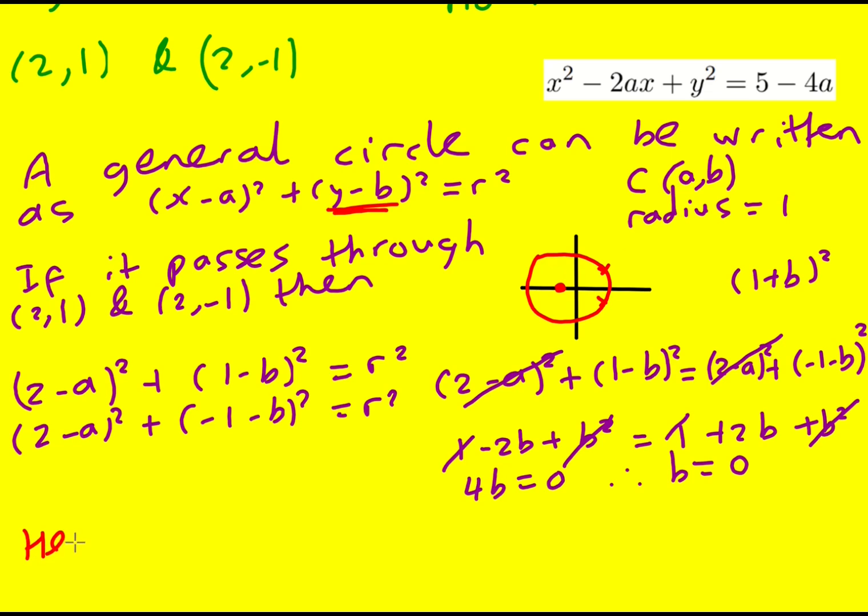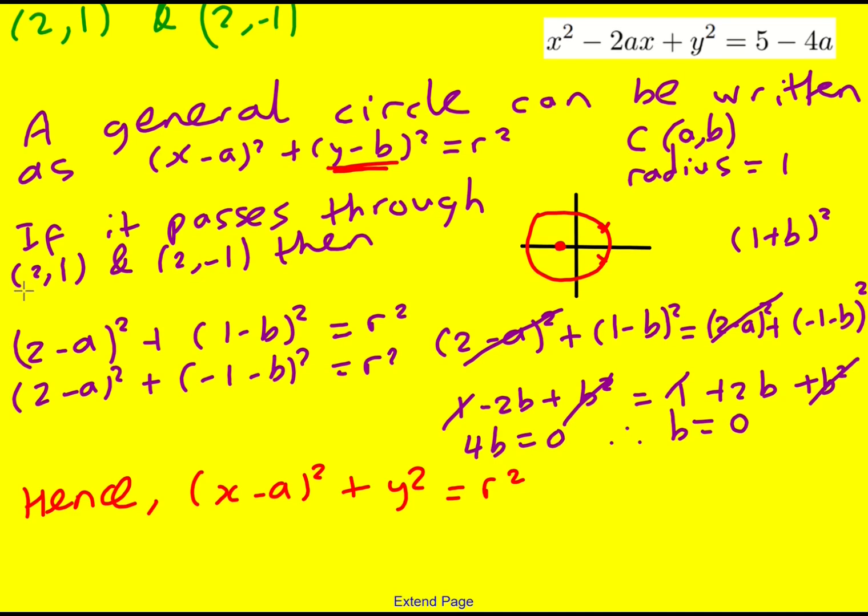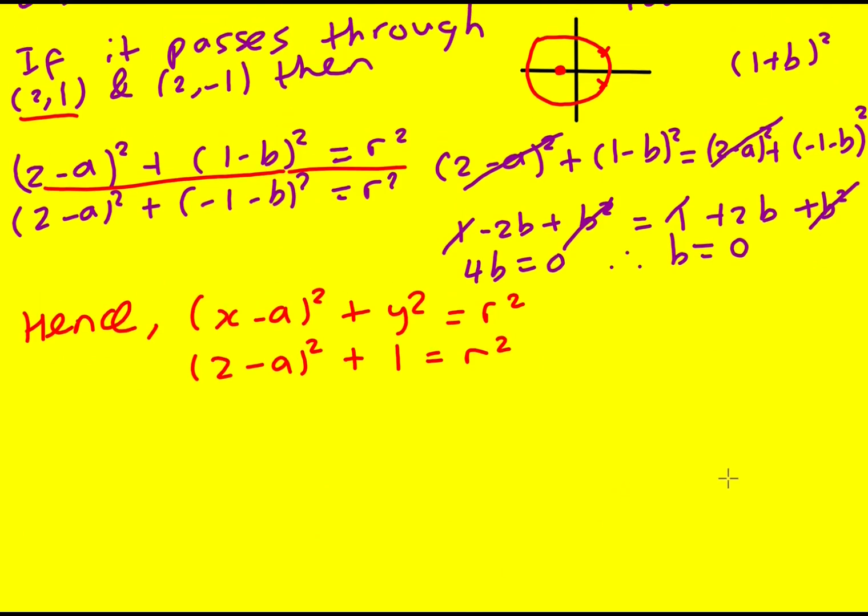Okay, so hence we've got x minus a squared plus y squared is equal to r squared. And I'm going to substitute back in. I'll use the point 2, 1. I'm basically taking this equation and just setting b equal to 0, but I'm just going to do it from the beginning again. So 2 minus a squared plus 1 is going to equal r squared. And actually that means we've got a value of r. It's in terms of a, but that's okay.